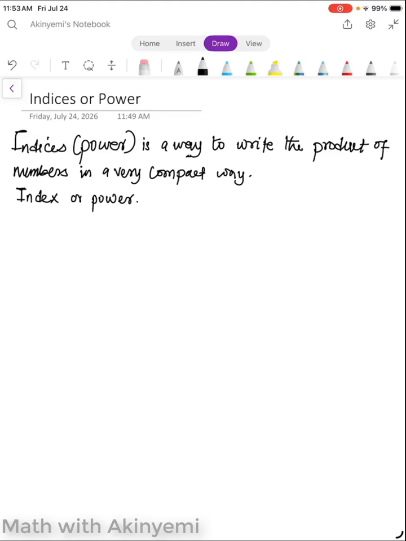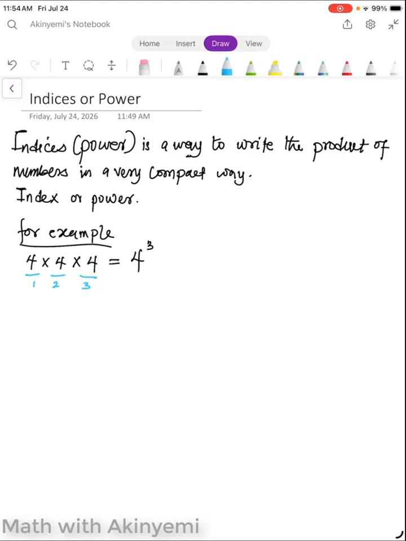So, how does it look? For example, let's say we have 4 times 4 times 4. Another way to write this is to say 4 raised to power 3. And how does it work? It's just 4, 3 times: 1, 2, 3. So that is 4 times 4 times 4. And that is it, indices.